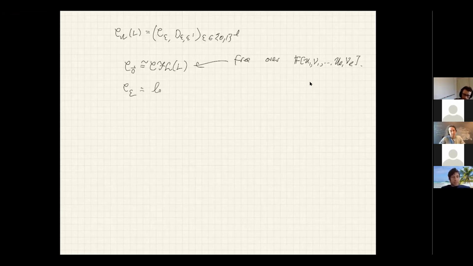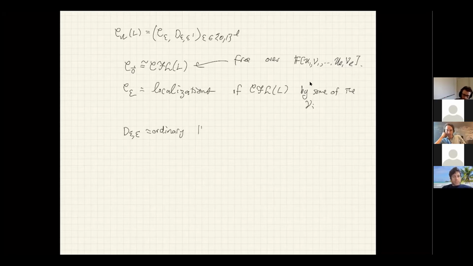of this group here by some of the V variables. So I have the U's and the V's, and it's a localization of some of the V's. And the internal differentials, D epsilon epsilon, don't increase the cube filtration at all. These are just the ordinary link Floer differentials.